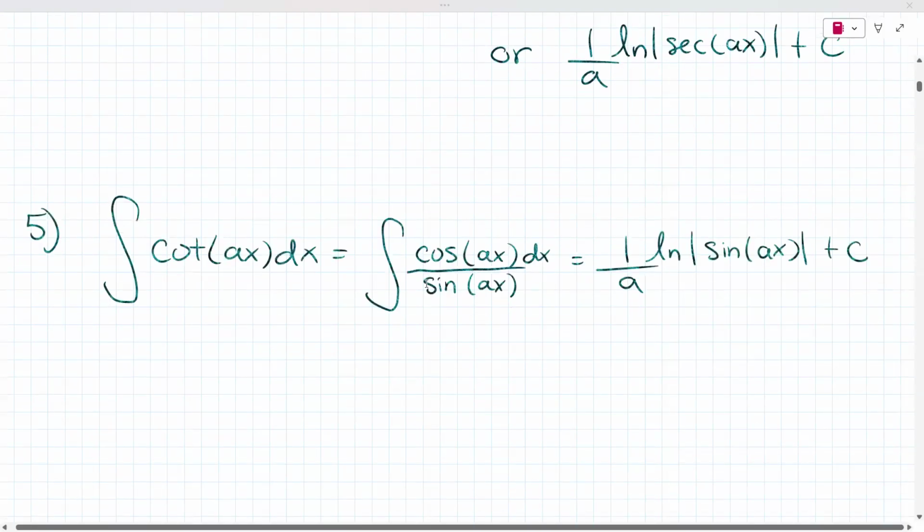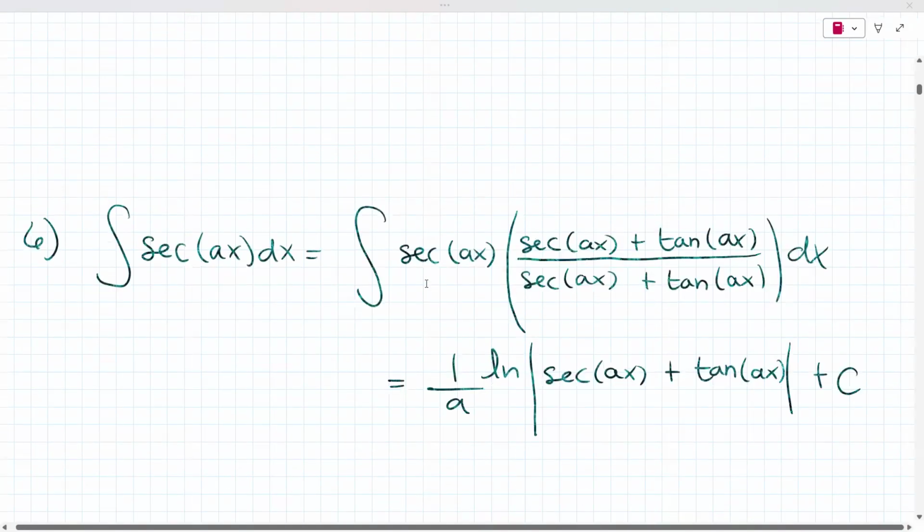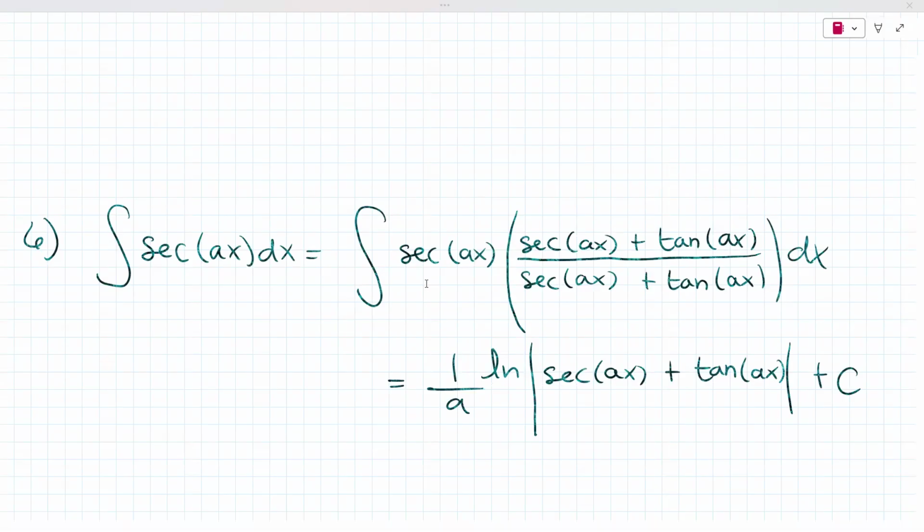Okay, the integral of cotangent of ax dx is the integral of cosine ax over sine of ax dx, which equals 1 over a ln of absolute value of sine of ax plus c. The integral of secant of ax dx is going to equal 1 over a ln of absolute value of secant of ax plus tan of ax, plus c, right? Okay.